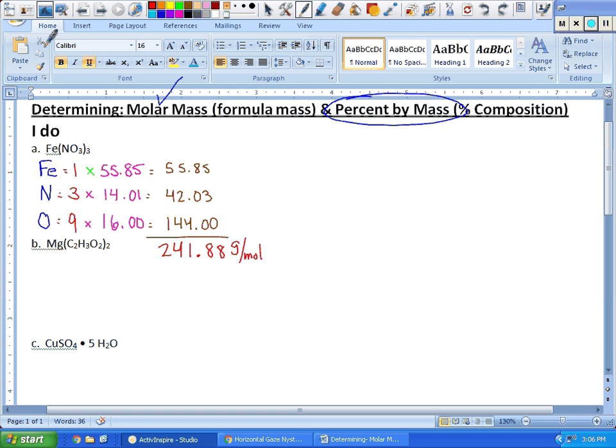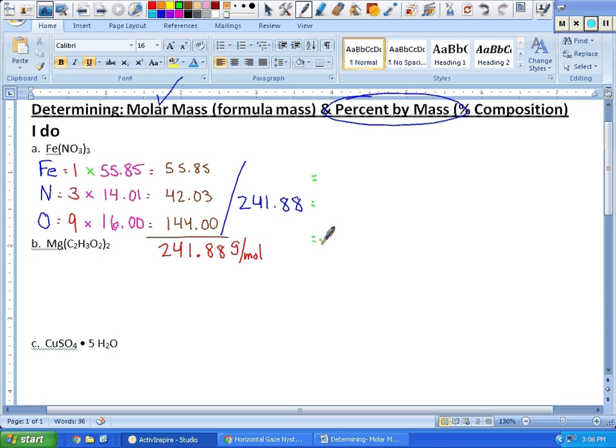241.88. So here's what I want you to do. Do this right here. So I'm going to take each part and divide it by the whole. And that's going to tell me the percentage of every single one of these. Does that make sense? That's all you got to do. Part divided by whole. What if there were only 2 parts? You would do it twice. What if there were 4 parts? You do it 4 times. Okay? So that's all you got to do. So someone do 55.85 divided by 241.88. Tell me what you get.